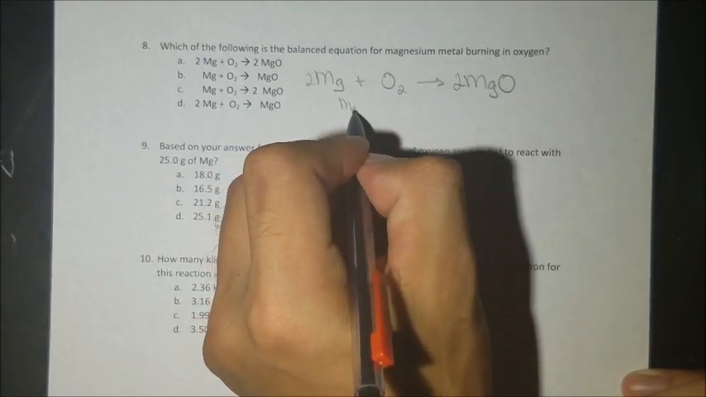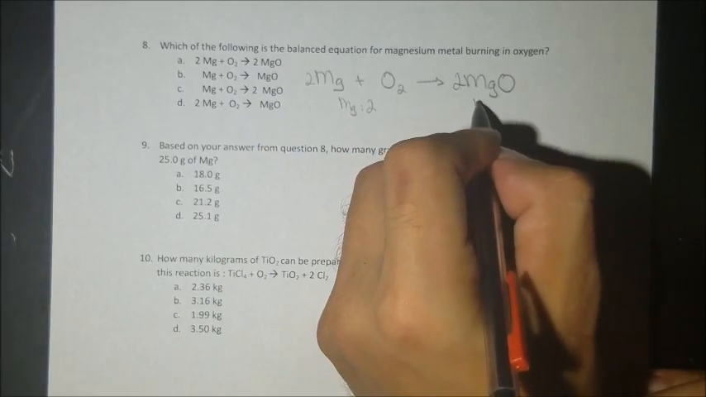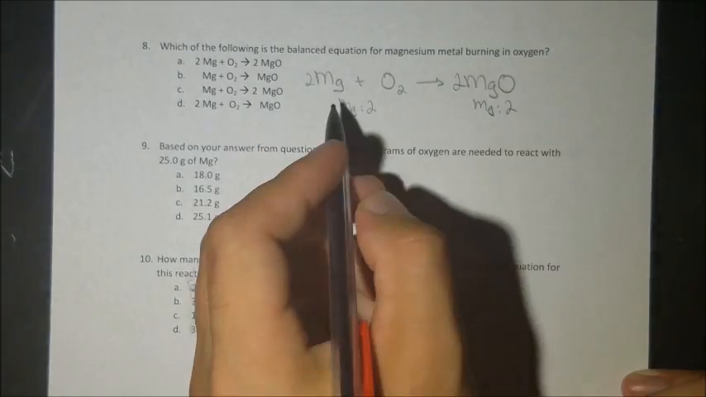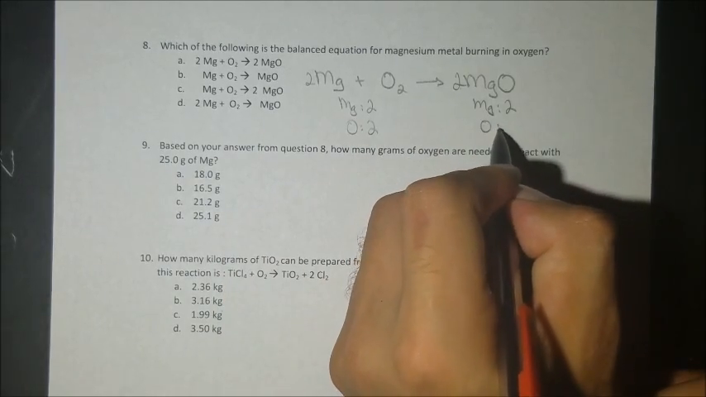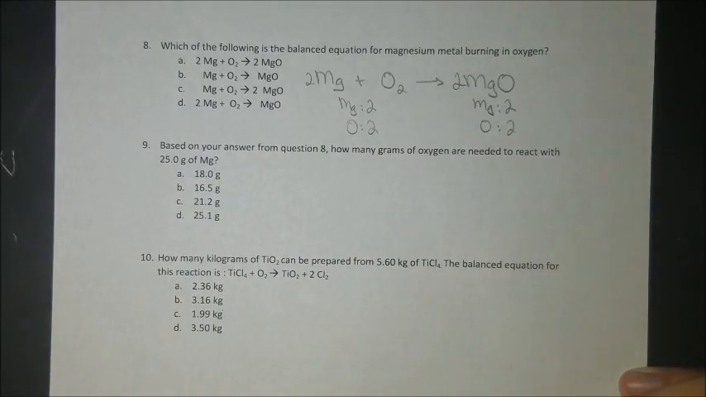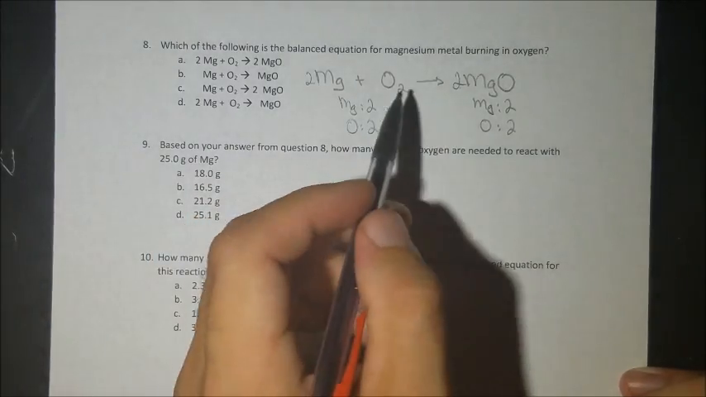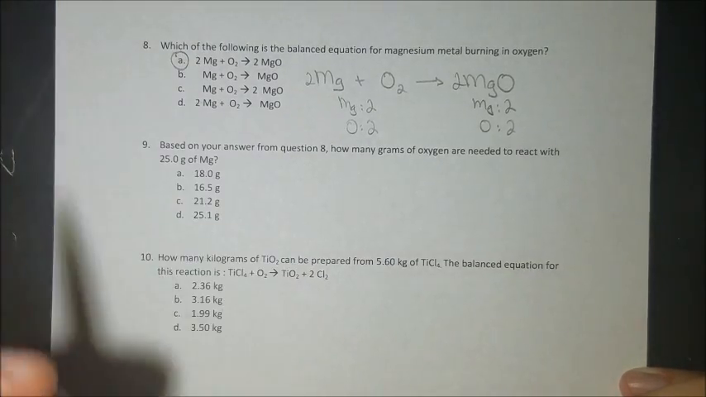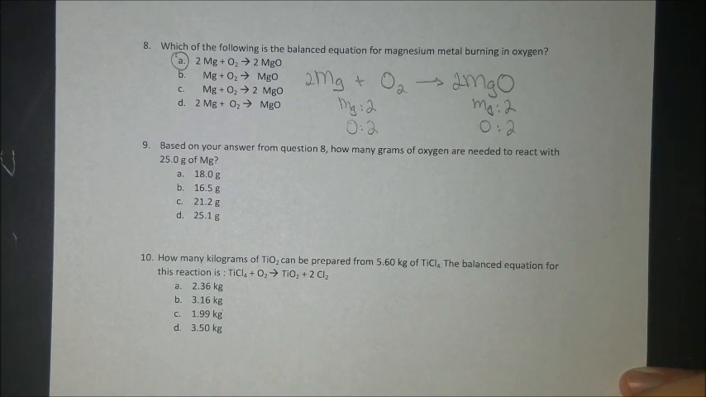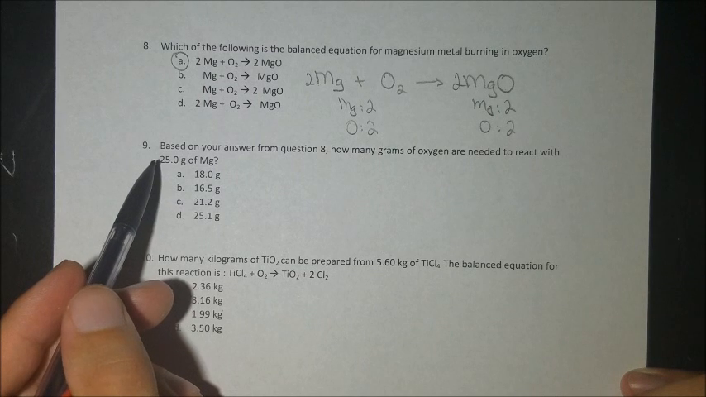Just like this. And my oxygens, I've got 2 of those on both sides. So good. This is the balanced equation for this reaction. So we've got 2 magnesiums and 2 oxygens on both sides of the equation, and this corresponds to A. So the correct answer for number 8 is A.